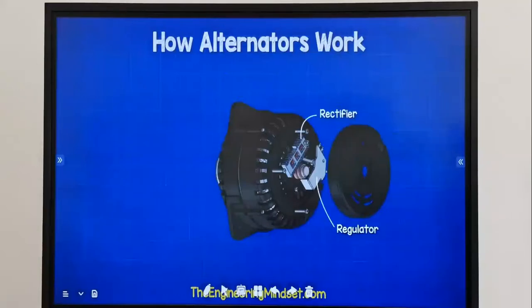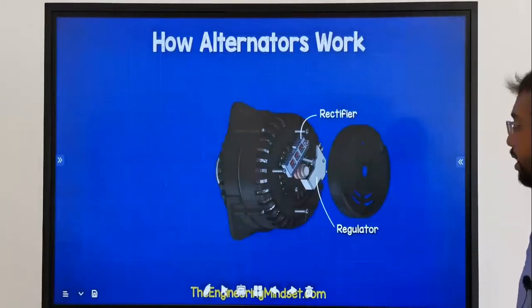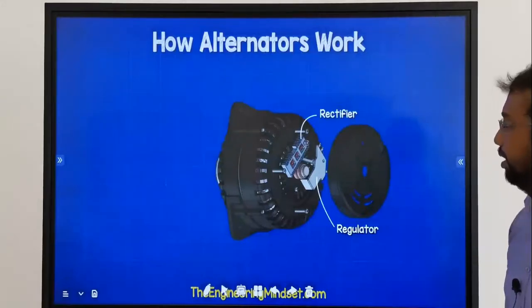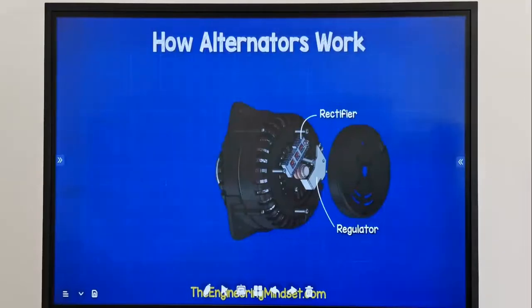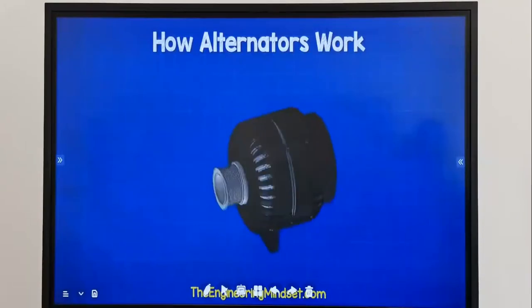On the rear side of the alternator, there are two main parts. We already studied the slip rings and brushes for the current supply to the rotor. Here are the rectifier and regulator. We will study them one by one.